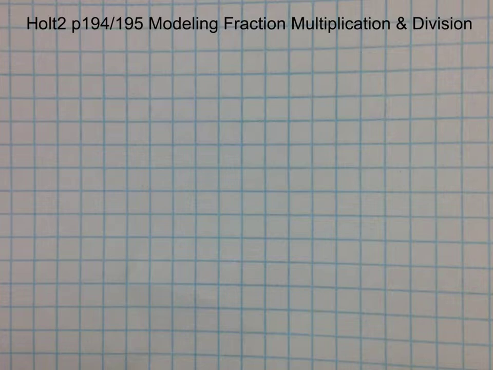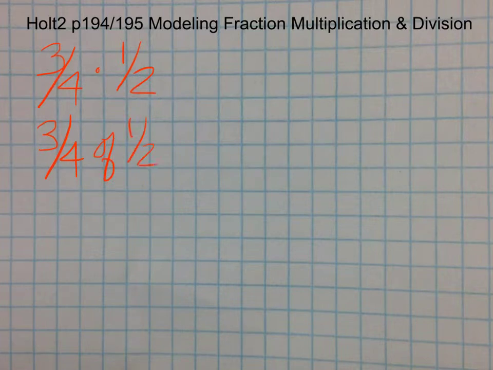So what we're going to do is model some multiplication and division with fractions so we can try and get a deeper understanding of what's actually happening. Let's start with 3/4 times 1/2. We can think of this as 3/4 of 1/2.